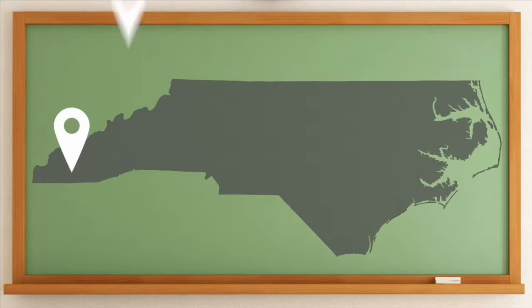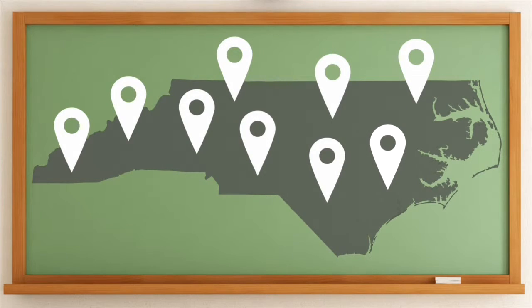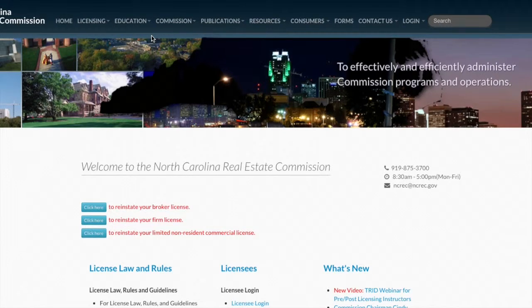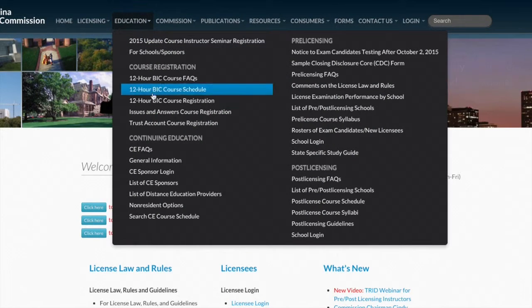The Commission offers the course 2 to 4 times monthly in multiple cities across the state and by distance education. To view a schedule of upcoming 12-hour BIC courses or to register for the course, visit the Commission's website. Click on Education and select BIC Course Registration.